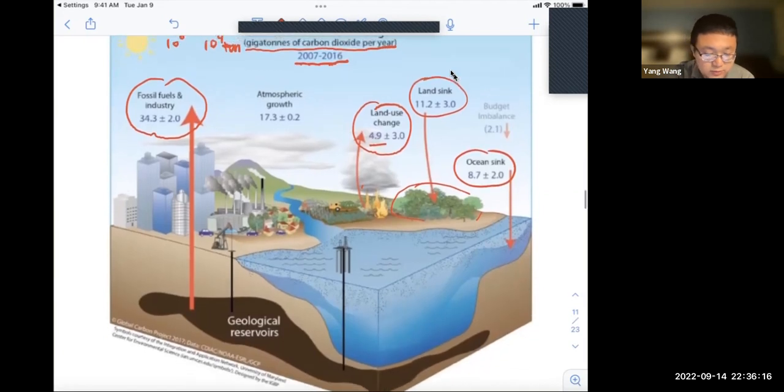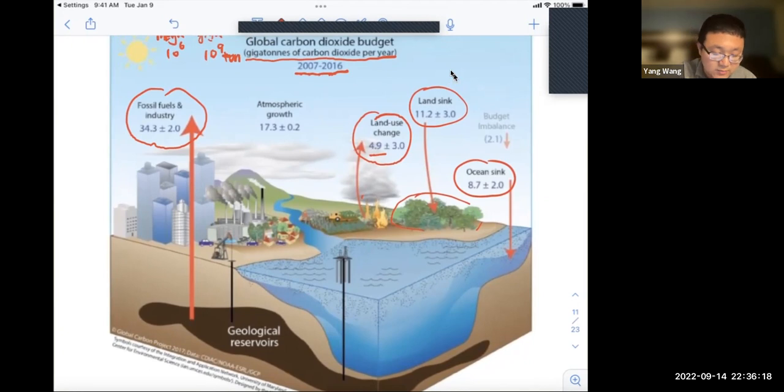And if you do a simple calculation, let's say you add up these sources and then subtract the sinks, the amount of carbon dioxide that is getting removed, you can calculate that the atmospheric growth is around 17.3 gigatons per year, right? This is, I would say, a relatively large increase of carbon dioxide. And this is also the driver that's pushing the carbon dioxide concentration to rise, right?